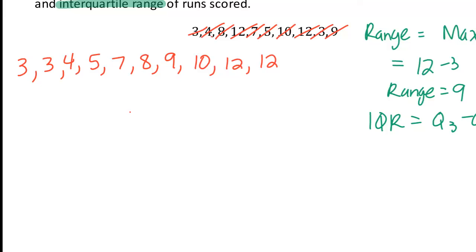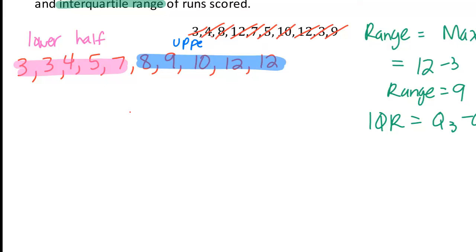I don't have something right in the middle. So I have 1, 2, 3, 4, 5 for the lower half. And then I have 1, 2, 3, 4, 5 for the upper half. So this is my lower half. And this is my upper half. I don't have something right in the middle. So what are we supposed to do to find the median? Add 7 and 8, which is 15. Divide by 2 gives us 7.5 for the median.